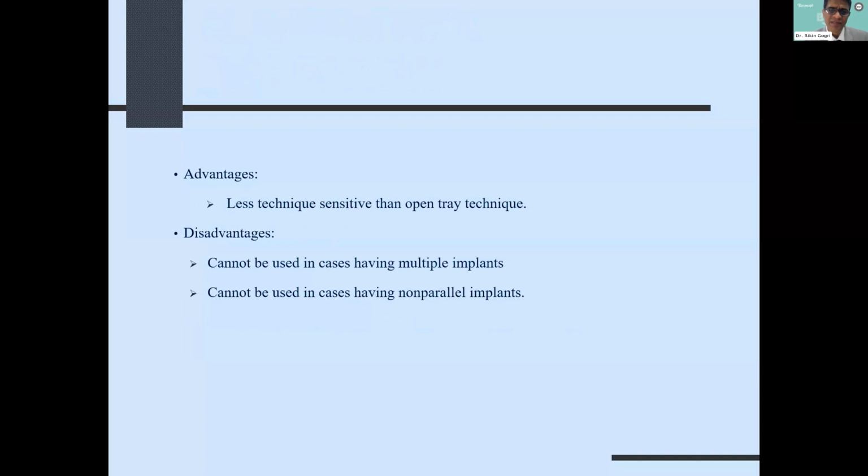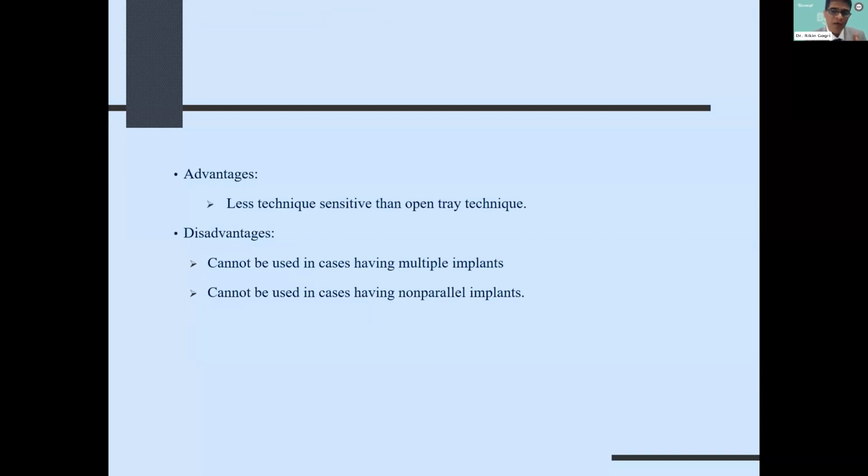Advantage is less technique sensitive than open tray. Disadvantage, cannot be used in multiple implants. Why do we say that? Because however well you have executed your surgical protocol, as we always say, bone guides the tone. So we do a lot of course correction during the implant placement.